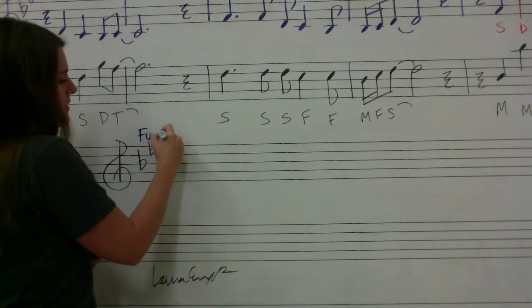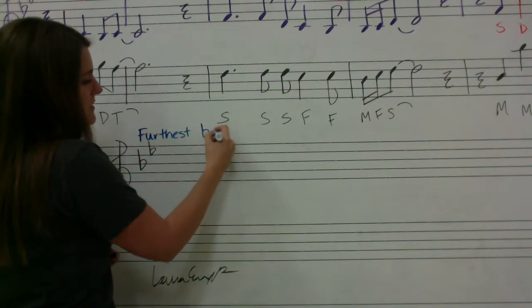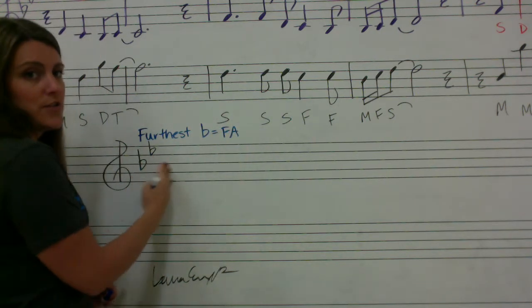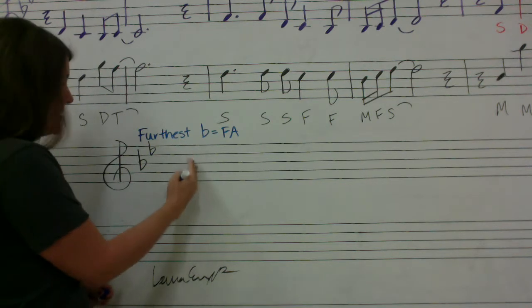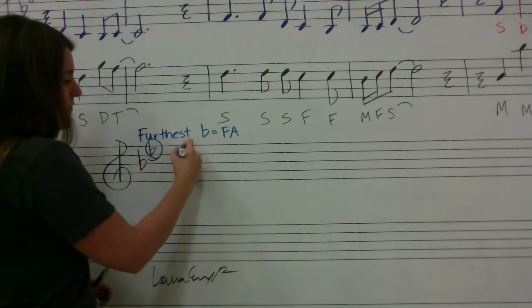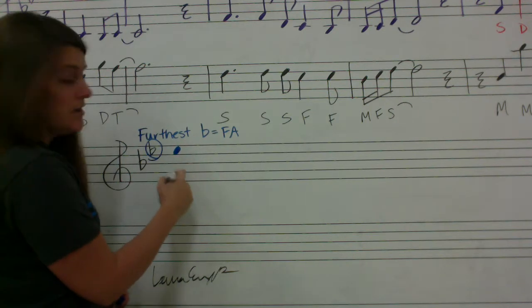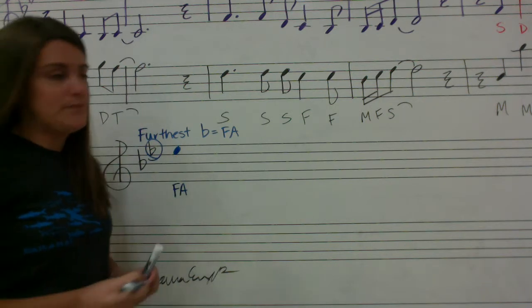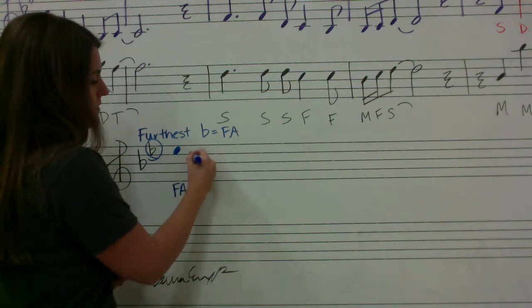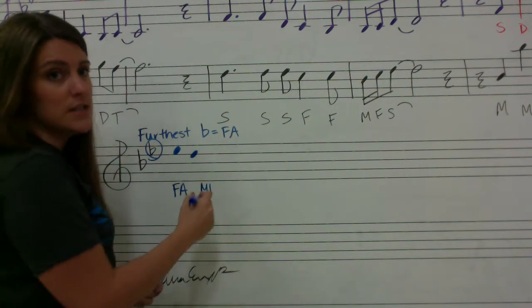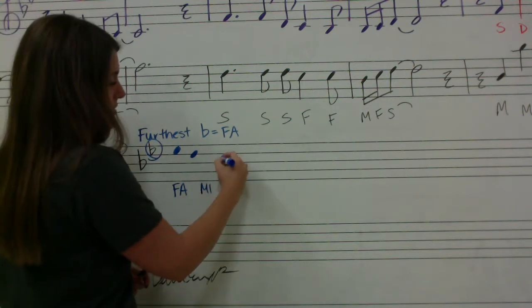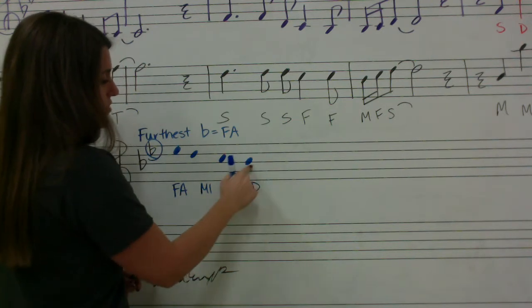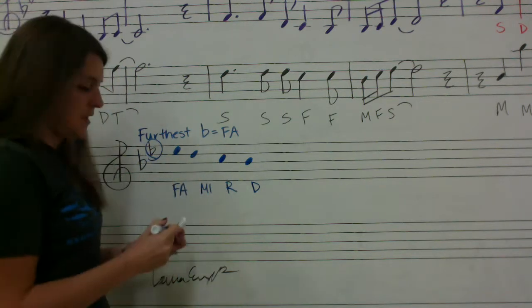Furthest flat equals fa. So if I'm looking here, the furthest flat to the right, so your right, is going to be fa. So this note right here on this space is going to be fa. From there, I can find do. Okay, so fa, this is going to be mi. You have to think of this as like a staircase. It goes down. Fa, mi, re, do. So you know that do is going to be on this line.